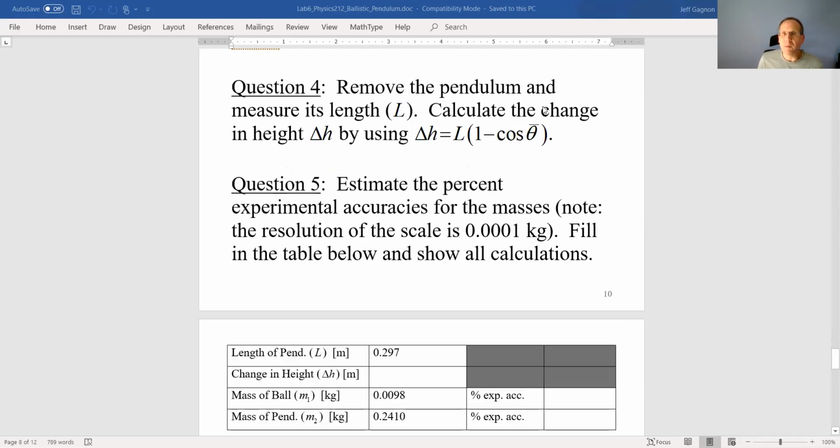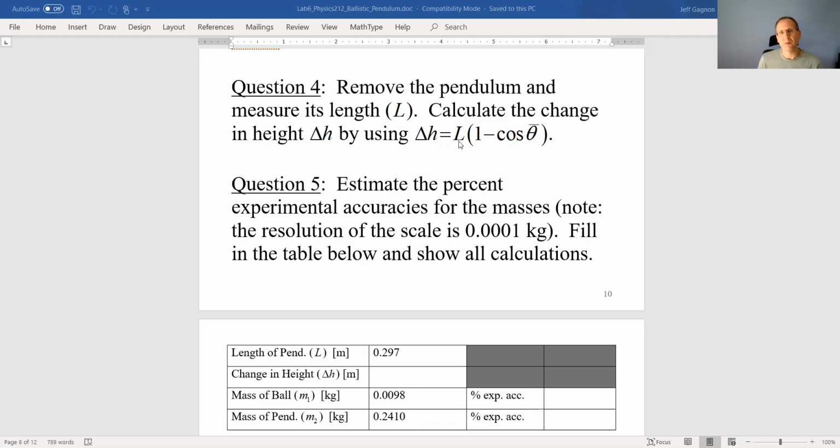Okay, then I remove the pendulum so I can measure the length. That's in this table, so 0.297 meters. I measured the mass of the ball and the mass of the pendulum. So question 4 is simply calculate the change in height, right, in meters. It's going to be a very small value.